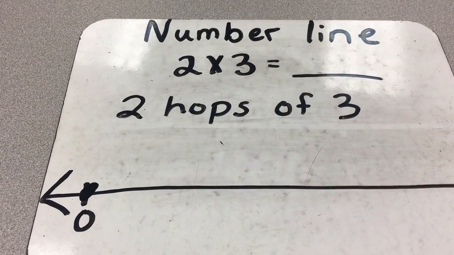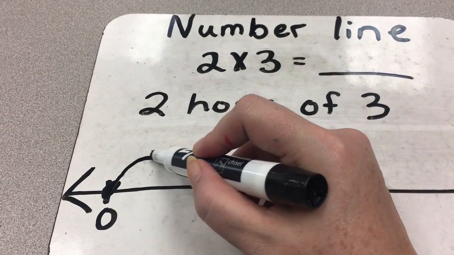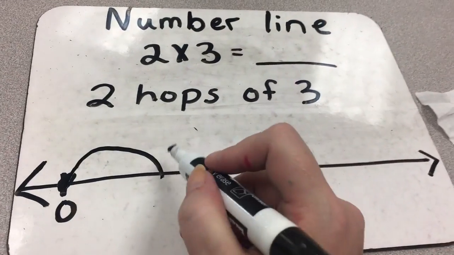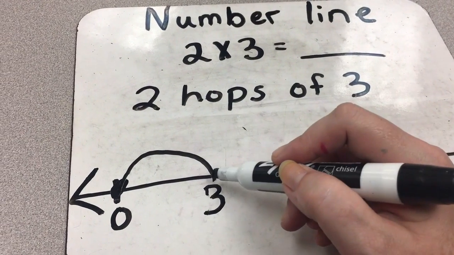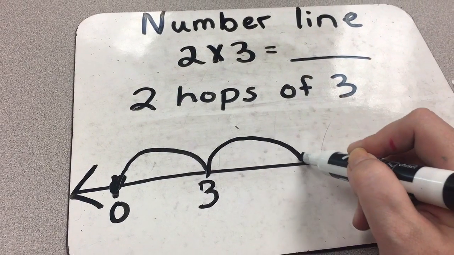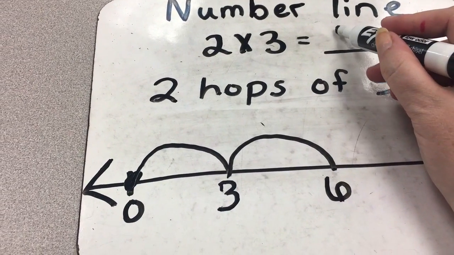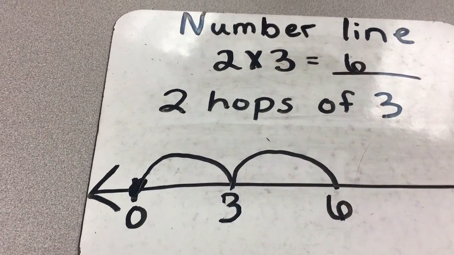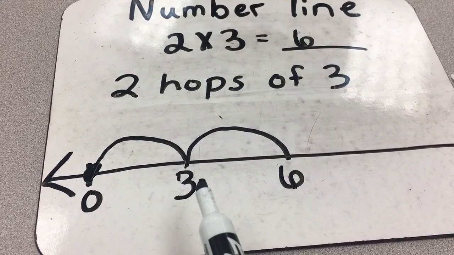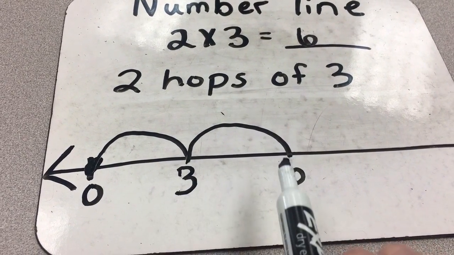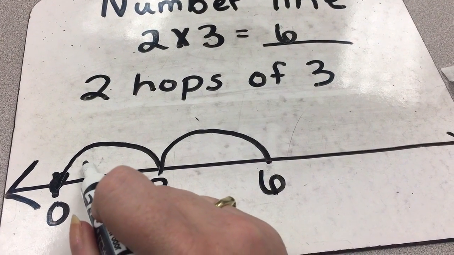Now, they are going to make hops on their number line of 3 each. So 1 hop of 3, that would take them from 0 to 3. Then another hop of 3 would go from 3 to 6. Their answer is 6. Now, keep in mind, some students can do it just the way I did it and say, 0, I know that 0 plus 3 is 3 and 3 plus 3 is 6.